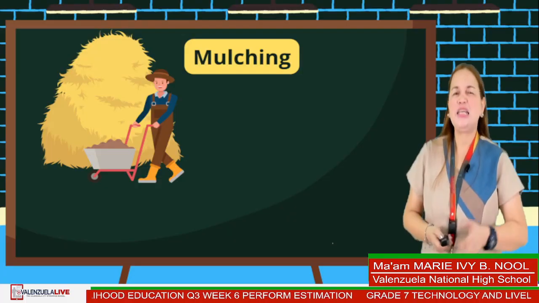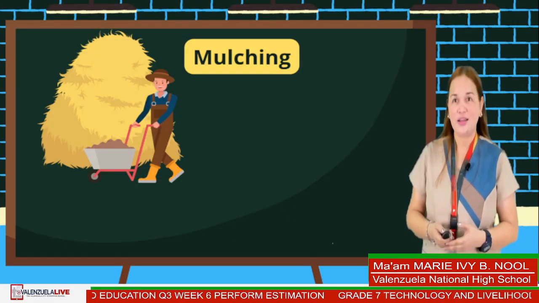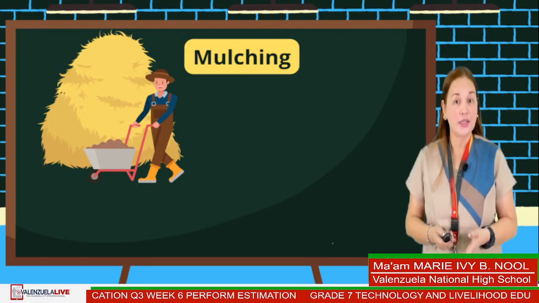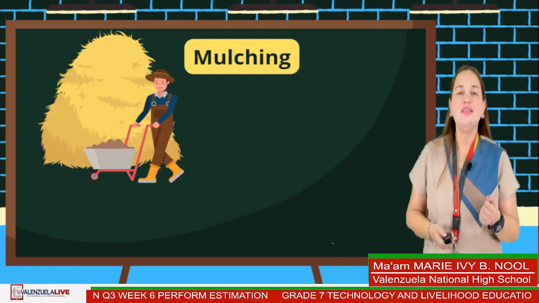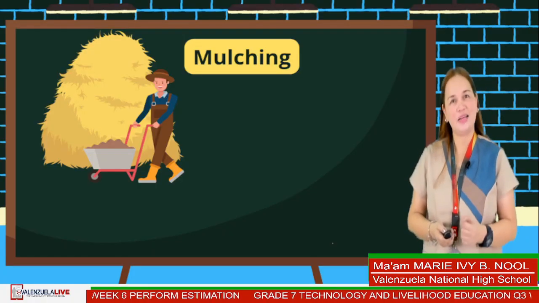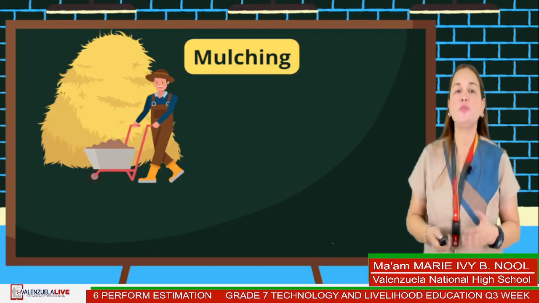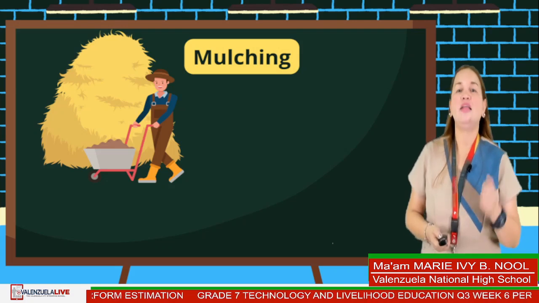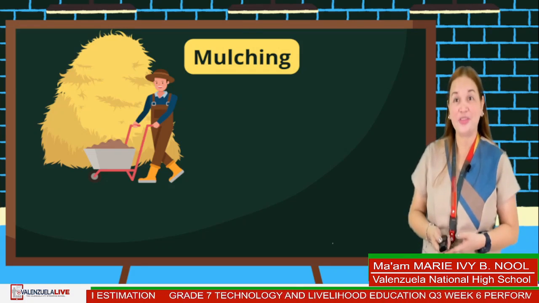Mulching. It is the act of covering the soil with mulches such as bark, wood chips, leaves, and other organic material in order to preserve moisture and improve the condition of the soil.